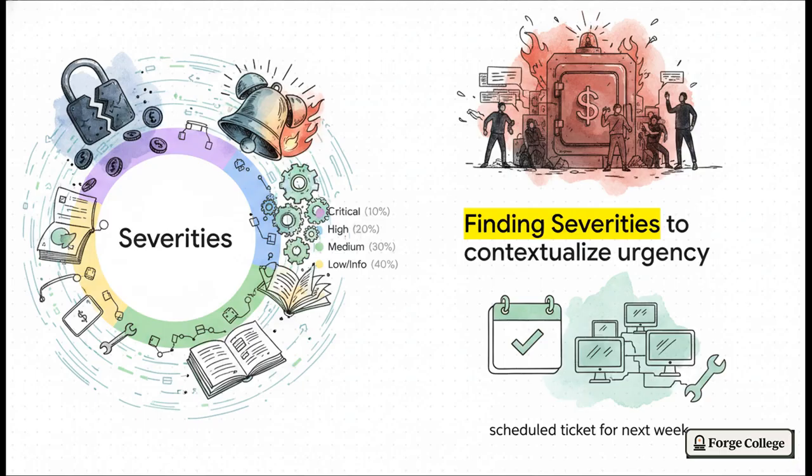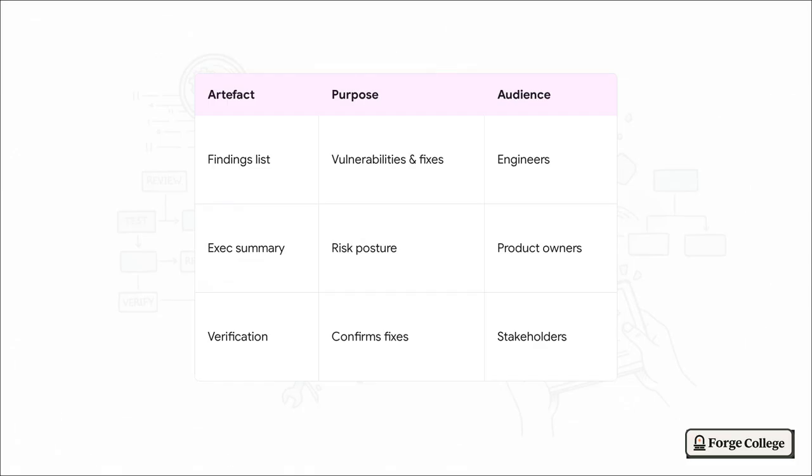Honestly, that might just be a scheduled ticket for next week. Context is everything. Now, you're going to get several deliverables back from the auditor. The findings list is specifically for the engineers. It has the raw vulnerabilities, the proof of concepts, and the recommended fixes. The executive summary is for the product owners, highlighting the high-level risk posture. And then the verification report confirms what was actually fixed, and that's for all stakeholders.